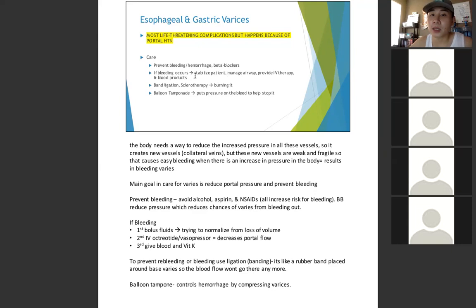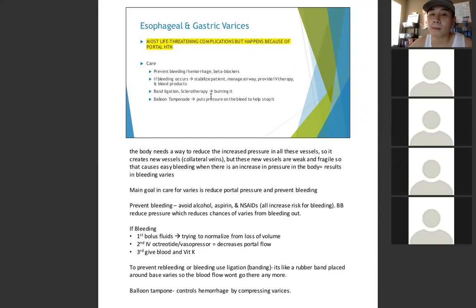If bleeding occurs, we need to stabilize the patient. We need to manage the airway, provide IV therapy and blood product. We can use procedures such as band ligation, sclerotherapy, where we use a tube that can catheterize, burn it so that it doesn't bleed anymore. Balloon tamponade, put pressure on the bleed to help stop it.